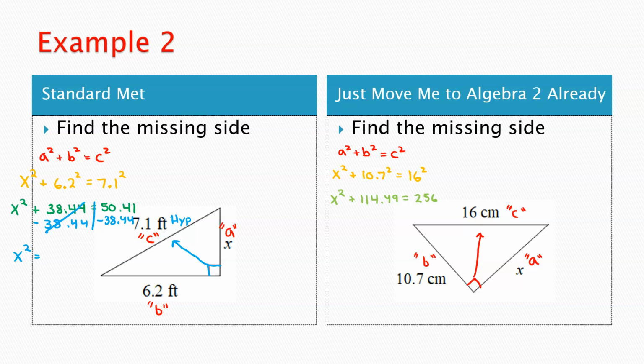What is 50.41 minus 38.44? That's going to give me 11.97. All right, remember, we're still not done. We have to get rid of that exponent, the power of 2. So we take the square root of both sides. The square root and the power of 2 cancel. We get x is equal to the square root of 11.97.